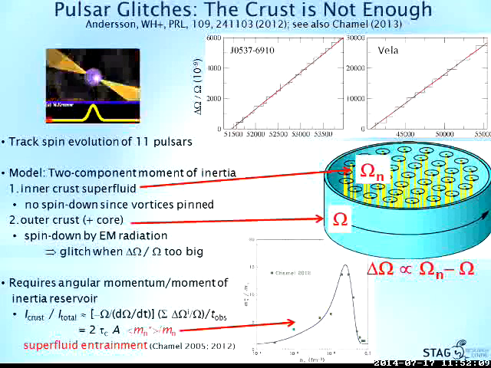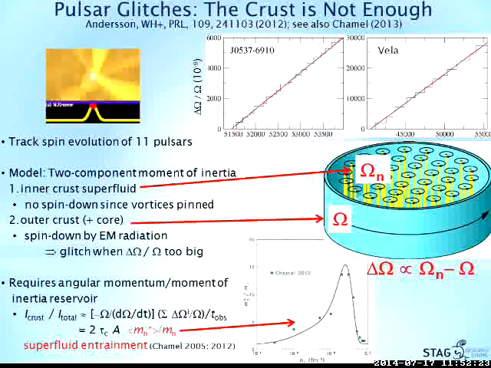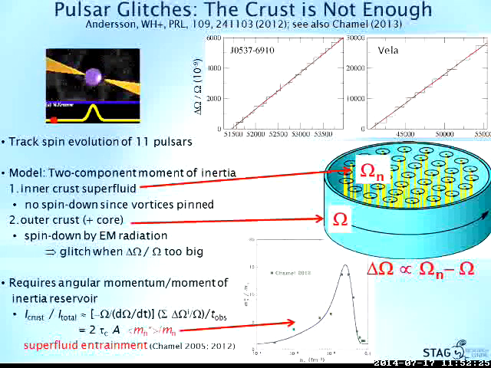So that's kind of illustrated here. The inside is rotating at a constant rate, whereas the outside, the container, the outer crust and core, is spinning down because it's losing energy as it's radiating electromagnetic radiation. That's the pulsar mechanism. So the outside of this container is spinning down. At some point, the mismatch between these two spin rates, the inside and the outside, is going to build up over time.